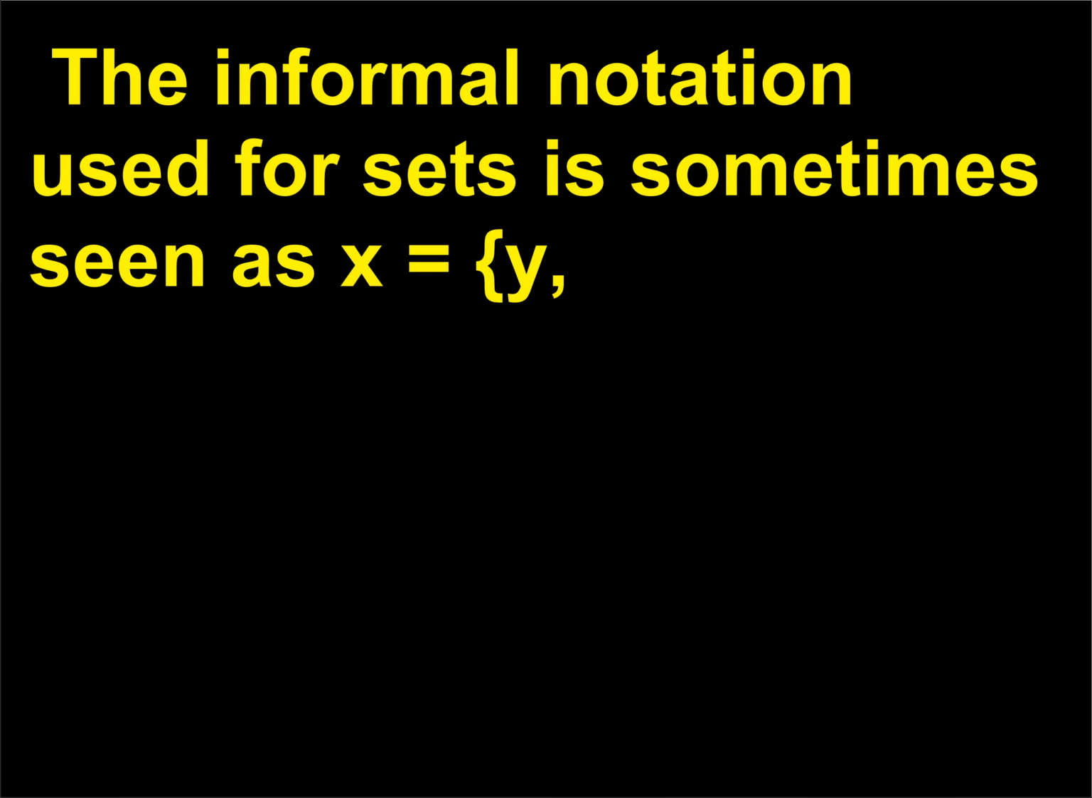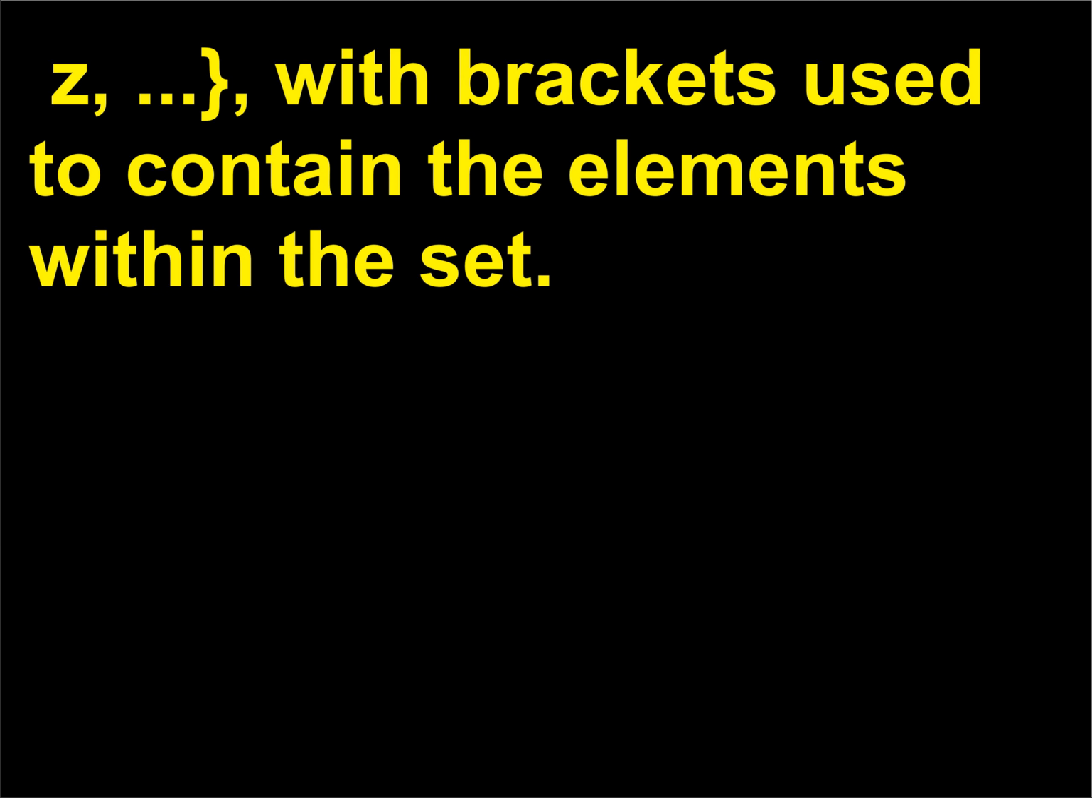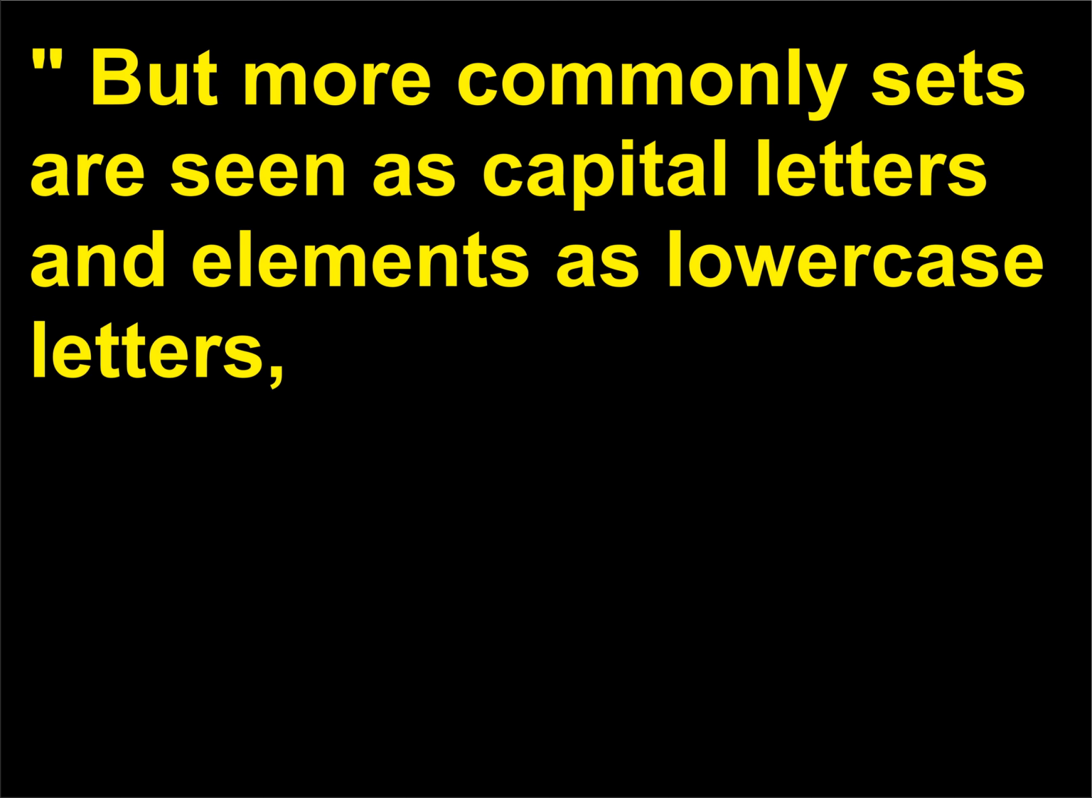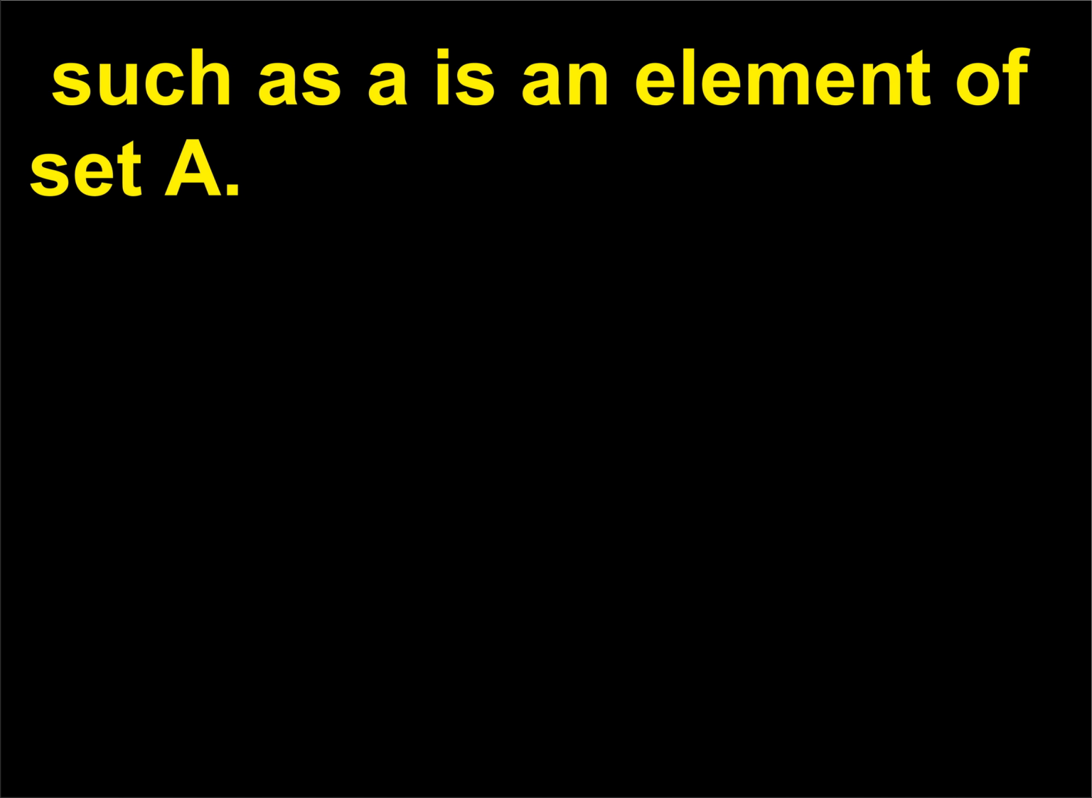The informal notation used for sets is sometimes seen as X equals {y, z}, with brackets used to contain the elements within the set. It is stated as, X is a set consisting of the elements y, z, and so on. But more commonly sets are seen as capital letters and elements as lowercase letters, such as a is an element of set A.